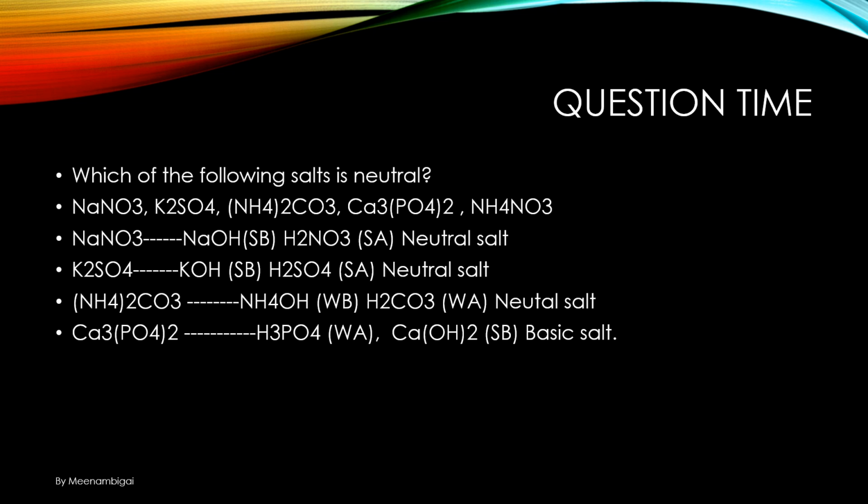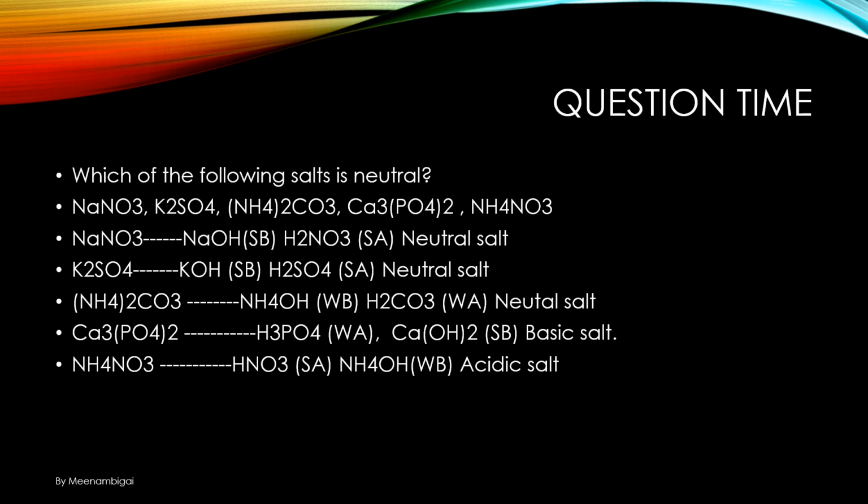Ca3(PO4)2: that is H3PO4, it's a weak acid, and Ca(OH)2 is a strong base, so it's a basic salt. Next is NH4NO3: HNO3, and NH4OH which is a weak base. So here the acid is strong, so it's an acidic salt.